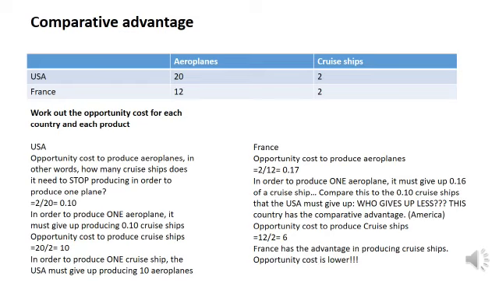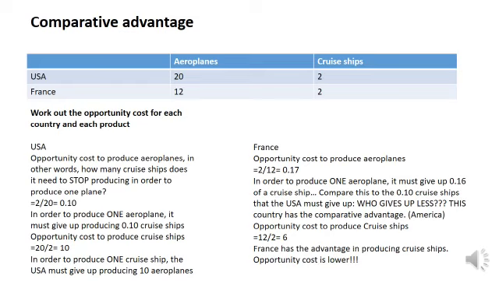Let's look now at France. So France can produce 12 airplanes for the cost of 2 cruise ships. How many cruise ships does France have to give up in order to produce one airplane? 0.17. So France has to give up more cruise ships in order to produce one airplane. So the USA would have the advantage in producing airplanes.